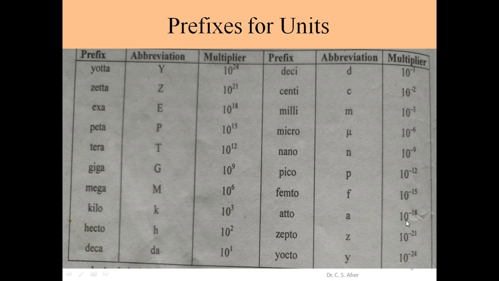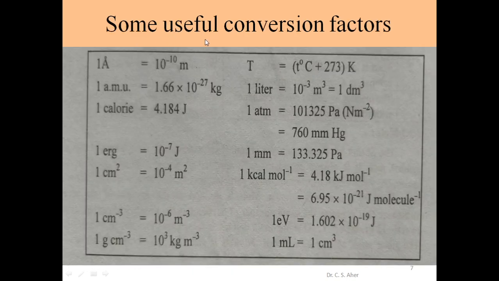Atto, a, 10 raised to minus 18. So we go up to yocto, that is small y. This is the capital Y, this is the small y. The yocto unit multiplier is 10 raised to minus 24. So these are some prefixes used in units. Now we consider some useful conversions.